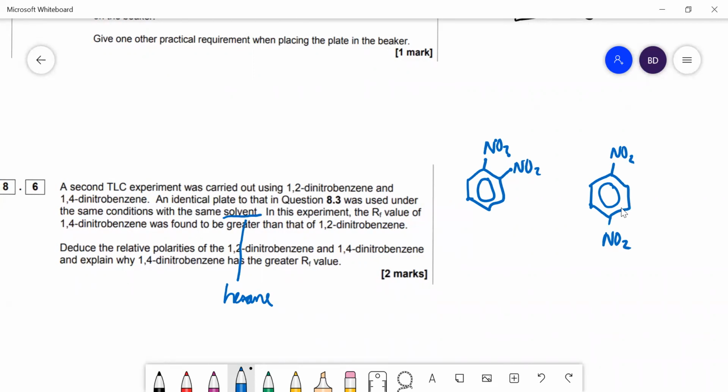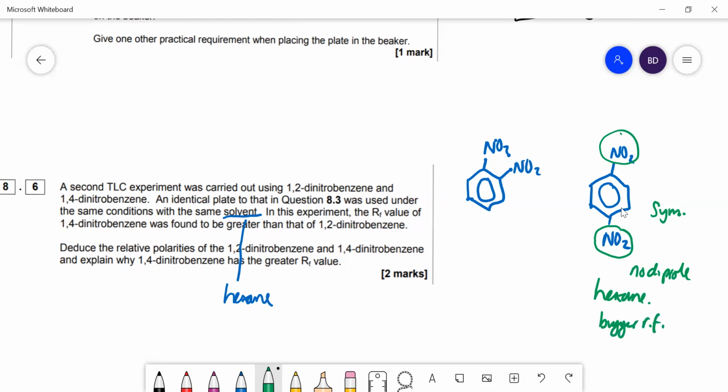Well, let's have a look at these molecules. We can see here that the 1,4 is symmetrical. So that means it's not going to be terribly polar. Yet you've got all these electronegative elements up there, drawing charge towards them. But you've also got one at the opposite end, and of course that's perfectly symmetrical. So there's no dipole for that molecule. So it's non-polar. So that's going to like the hexane better, and like the solvent better. So that's going to move with the solvent. That's going to give it a bigger RF value.